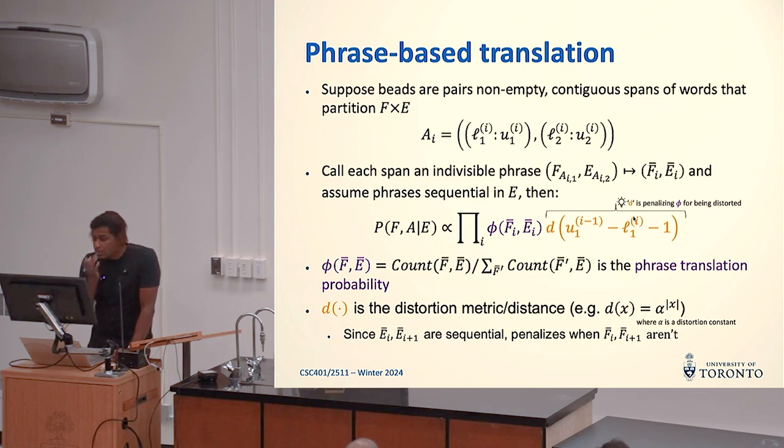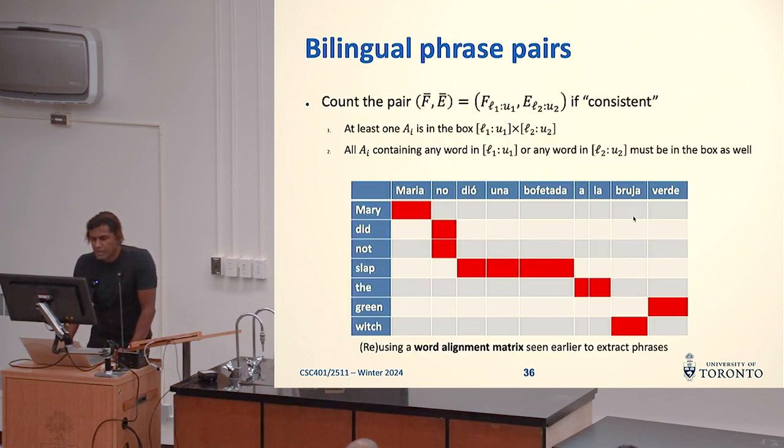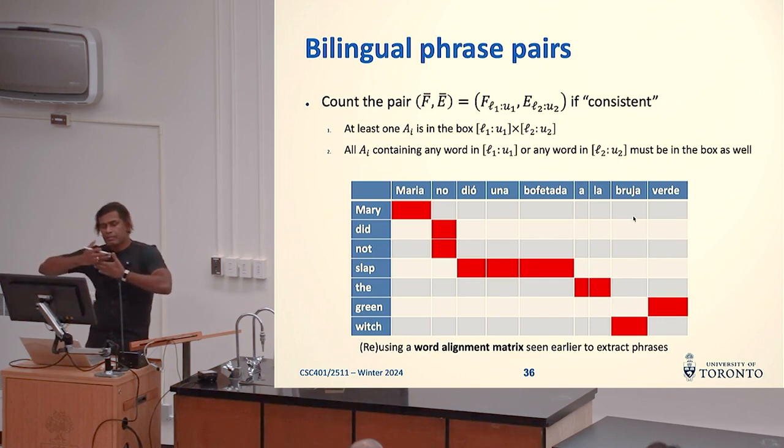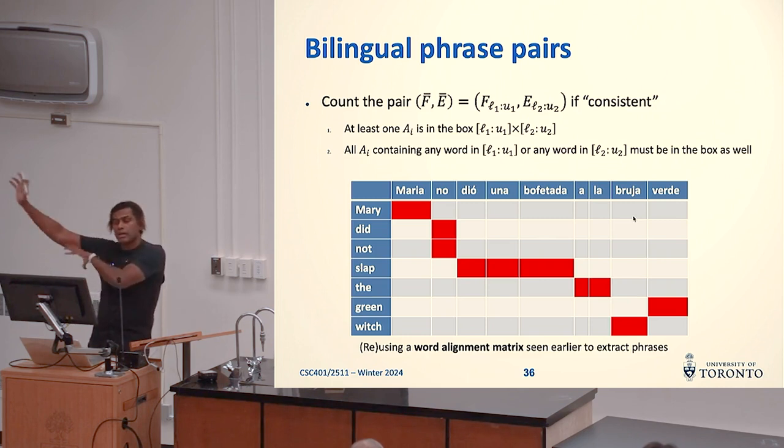And there's also another trick for calculating this phi function. We just said that to calculate phi, we count the number of times this French and English pair occur together. But there's a condition there: we only count the phrases if they are consistent. The consistency condition has two criteria. First, there has to be at least one word in their partition, and second, the words in their partition should not occur outside that partition, or be contaminated by other words.